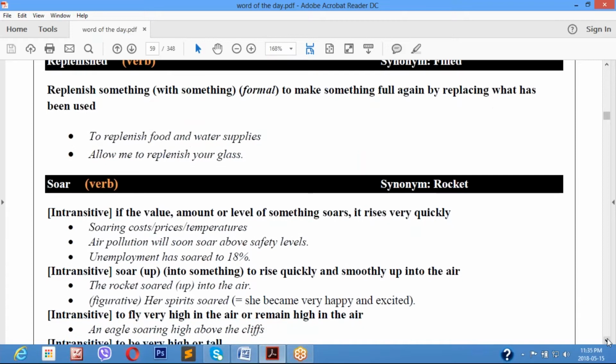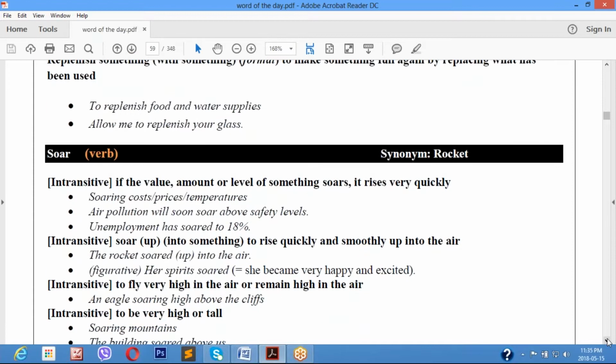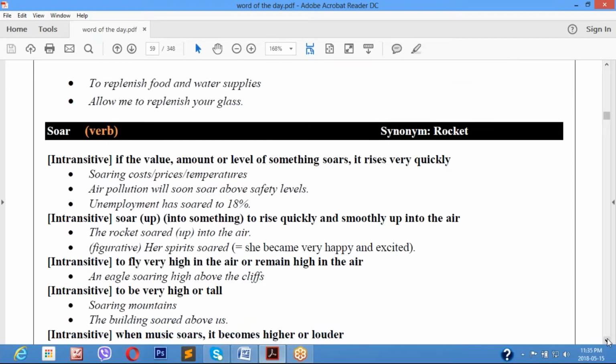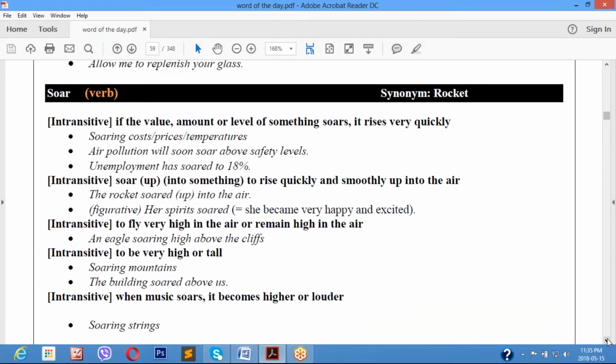Soaring, rocketing, बढ़ना तेजी से. If the value or level of something soars, it rises very quickly. So soaring cost, soaring price, soaring temperature, ये combination याद रखें. Soaring cost, price, temperature you can use in this way. Soaring up into something, to rise quickly, smoothly, right? To fly very high in the air or remain high in the air. An eagle soaring high, this is another meaning. Soaring high above the cliffs.